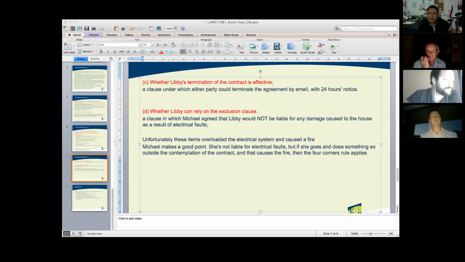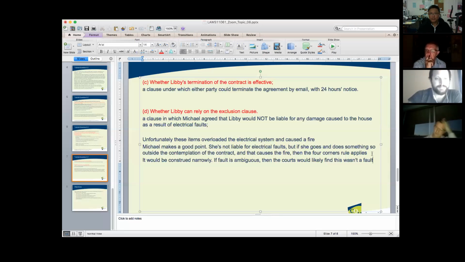So from Michael, yes. Okay, so from Martin, it would be construed narrowly. So it can't be a blanket provision that would allow Libby to escape liability for any form of electrical fault. It has to be construed narrowly this time because of the contra proferentem rule.